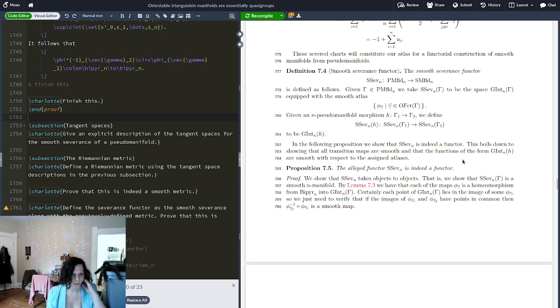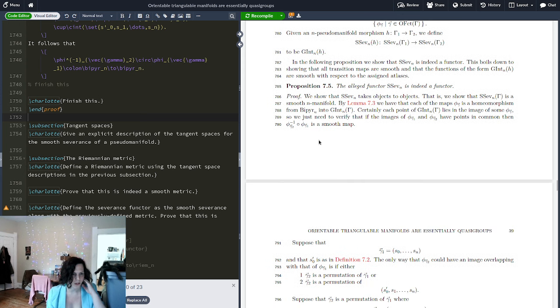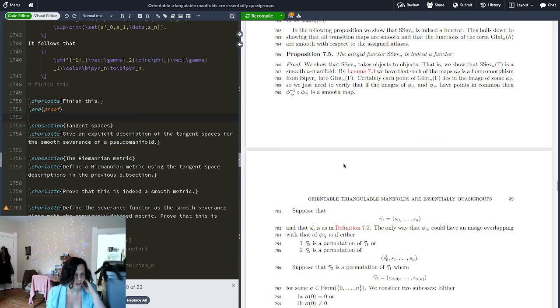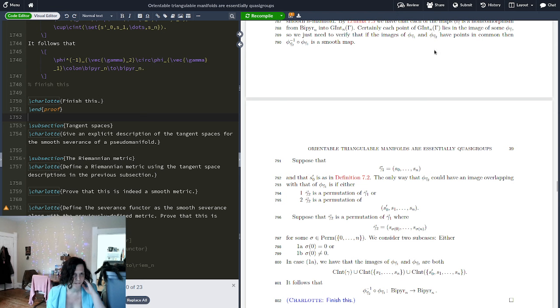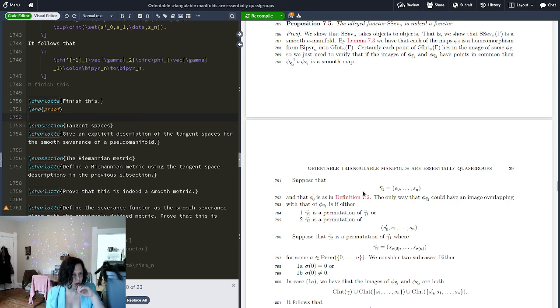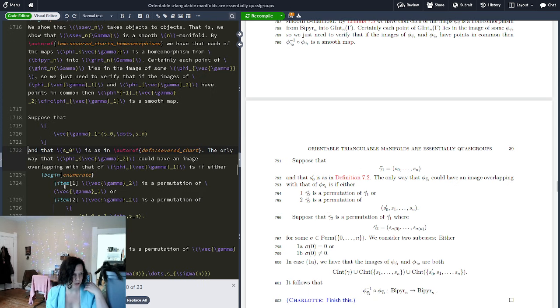So, let's see what we can do here. I need to show that this is a smooth manifold. It looks like I have that. Okay, so I've already shown that it's a smooth manifold. And now I need to show that the transition functions are smooth. So let's see. Okay. Oh, okay. Yeah, so this is something that I have to do by cases, and in order to do it by cases, I have to draw pictures.